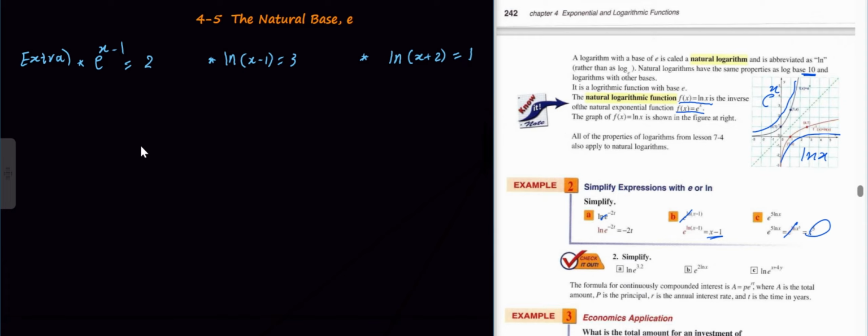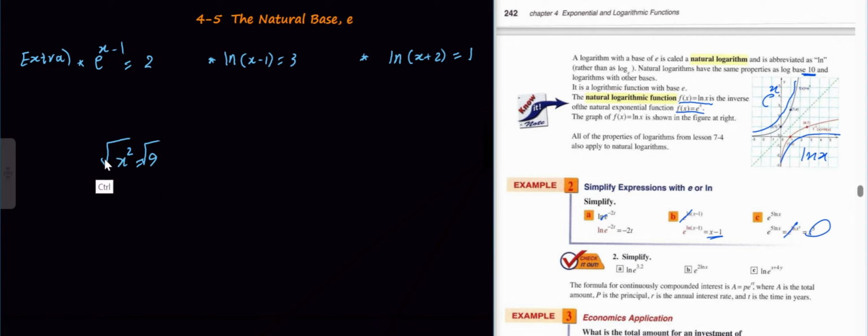To solve these examples, let me give you a hint. For example, if we have x to the power 2 equals 9, how can you find the value of x? We can simply take a square root for both sides. So these two will cancel, and x equals plus and minus 3. This is how we found the value of x. We take the inverse of square power, which is square root.